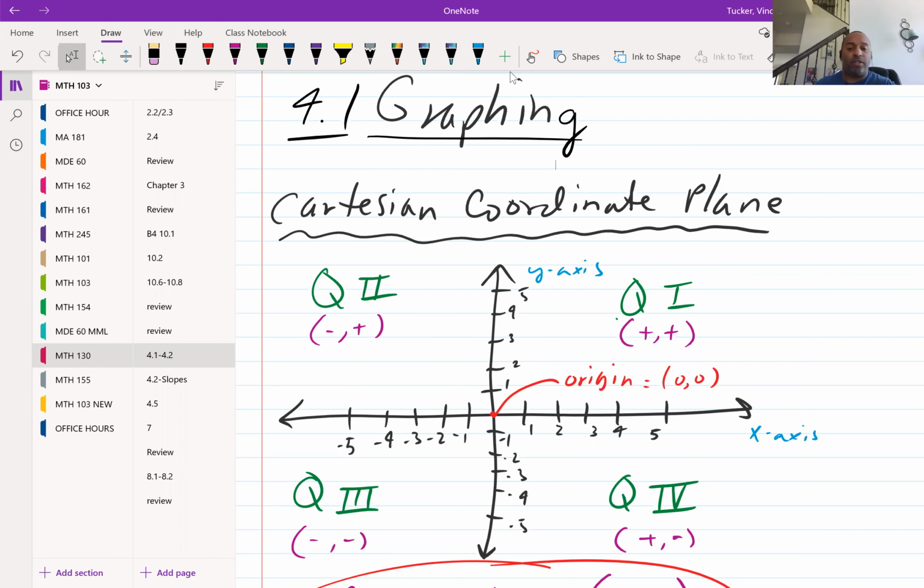Also, I didn't mention that your origin is in the middle. Everything above the origin is positive. Everything below the origin is negative. Everything to the right of the origin is positive. Everything to the left of your origin is negative.